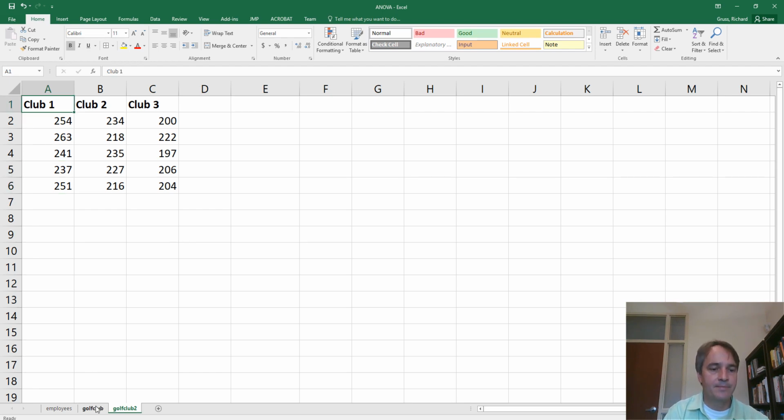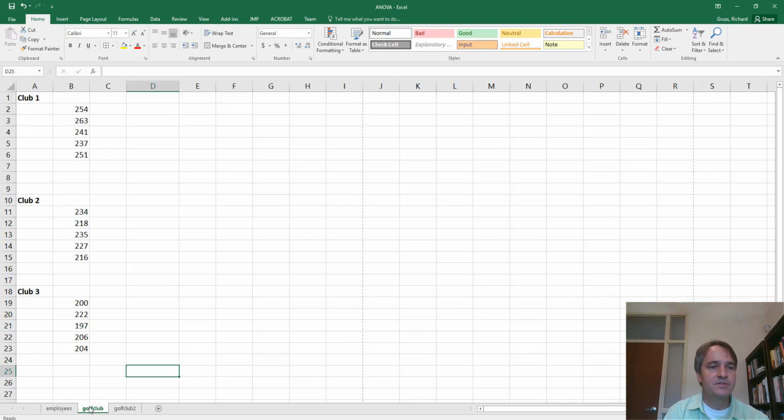I'm going to be using this spreadsheet here just because this makes it slightly easier to lay out. These are all the different trials for Club 1 and Club 2 and Club 3, and we're going to be taking measurements piece by piece on this worksheet.